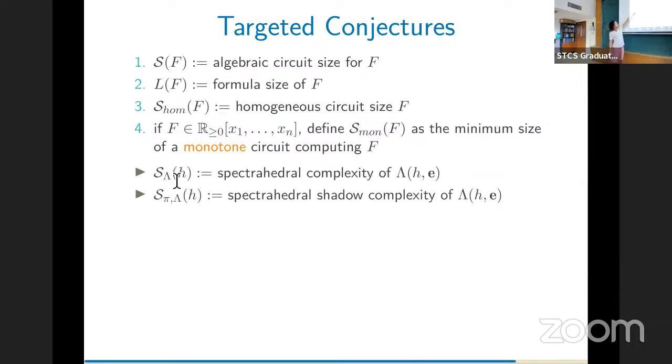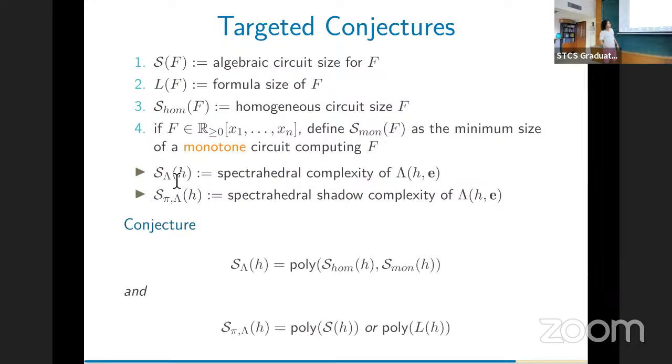Okay, and I'll define the spectrahedral complexity based on the polynomial. So lambda will be the spectrahedral complexity, and this is like phi for projection, so this is the complexity of the spectrahedral shadow. It's just so that I can state the conjecture very succinctly. And where does E come in? I just say it's always with respect to E. Let's say that E is the all-ones vector, for example. We can always assume that because we can just change the polynomial. So here are some conjectures.